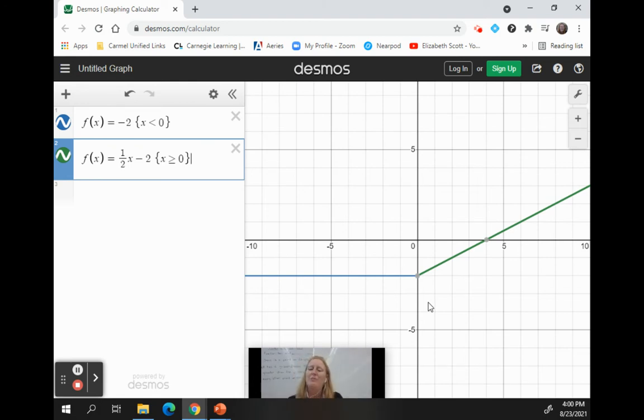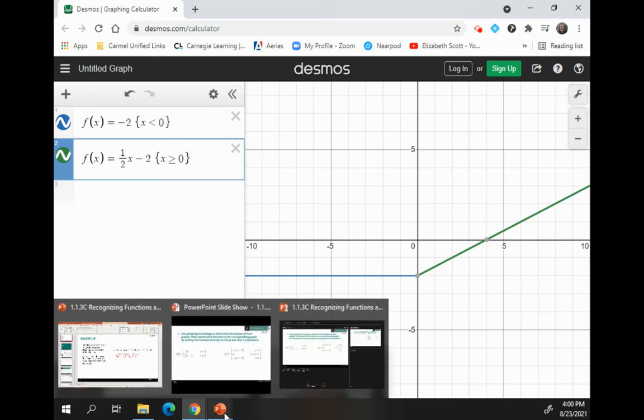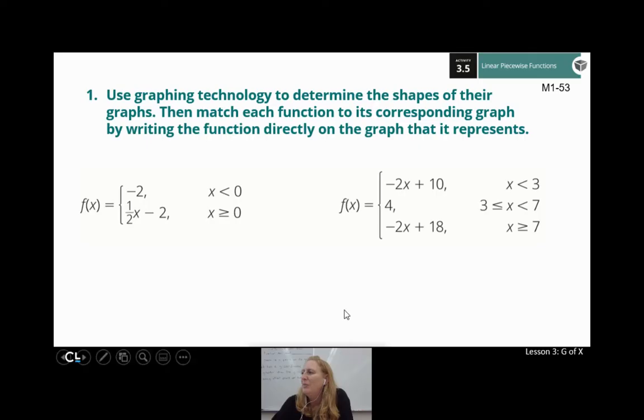Ooh, now this should match up with one of your graphs. So this is what we're doing. This is how you do your piecewise functions, and it works out pretty cool. It looks cool. Let's just be honest. It looks cool. So I'm going to come back here.